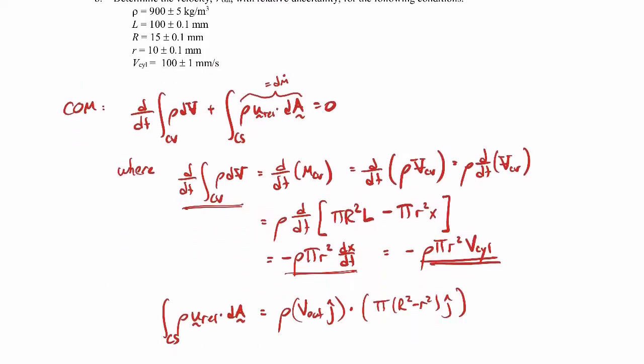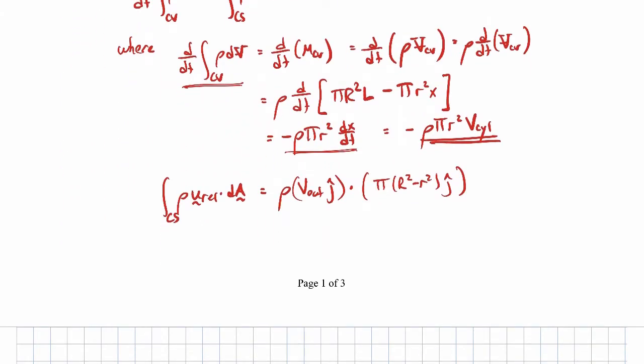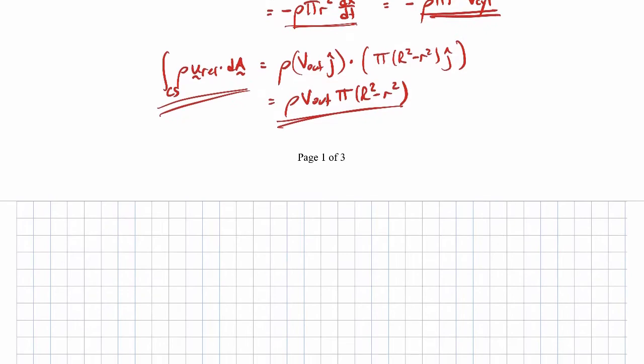So again, just a refresher, here's my density term. This is my relative velocity term. Again, the control surface doesn't move at that part of the boundary. Fluid velocity is just v out in the y direction. This is the area there. It's just the annulus. And that outward pointing normal points in the j hat direction. So we can do the dot product. And we'll get rho v out times pi, capital R squared minus little r squared. So that's this term. So we can now combine them together.